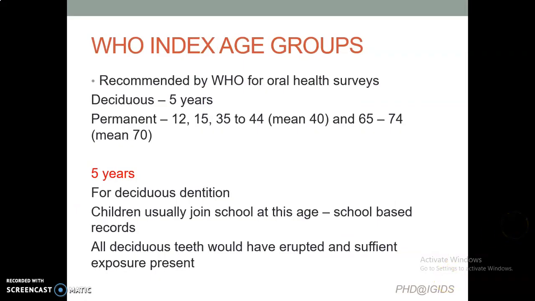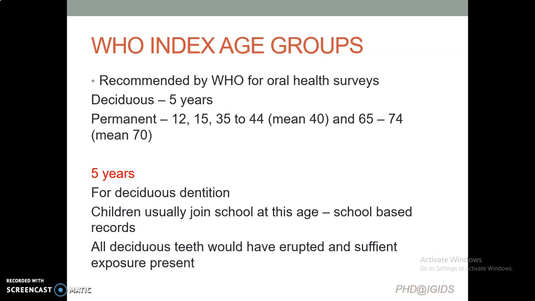Now what is this? This is a very important short note, WHO index age groups. Now what does this mean? The World Health Organization has recommended that if at all you study the oral health, they have recommended 5 age groups to study the effects. One is 5 years, 12 years, 15 years, 35 to 44 and 65 to 74.